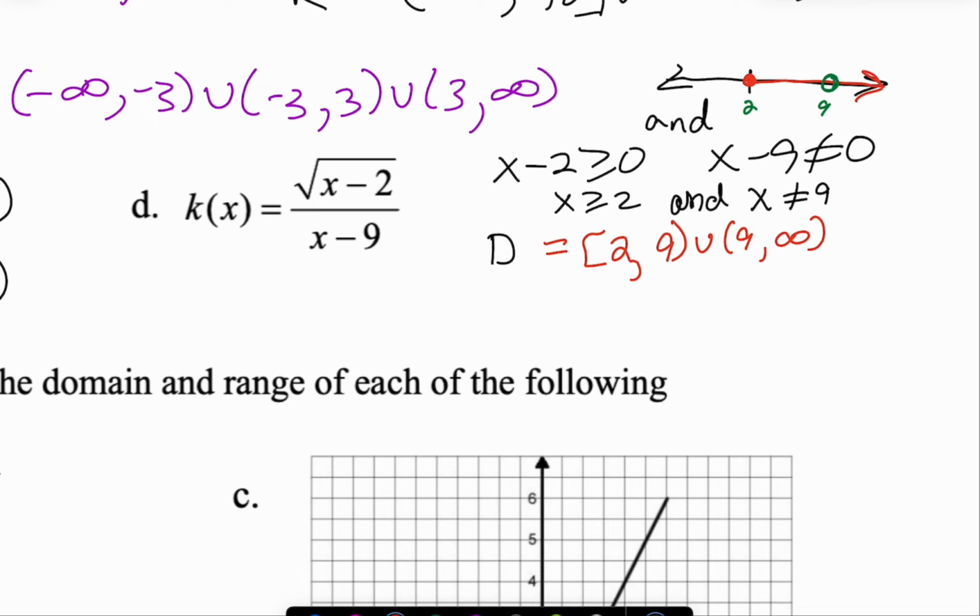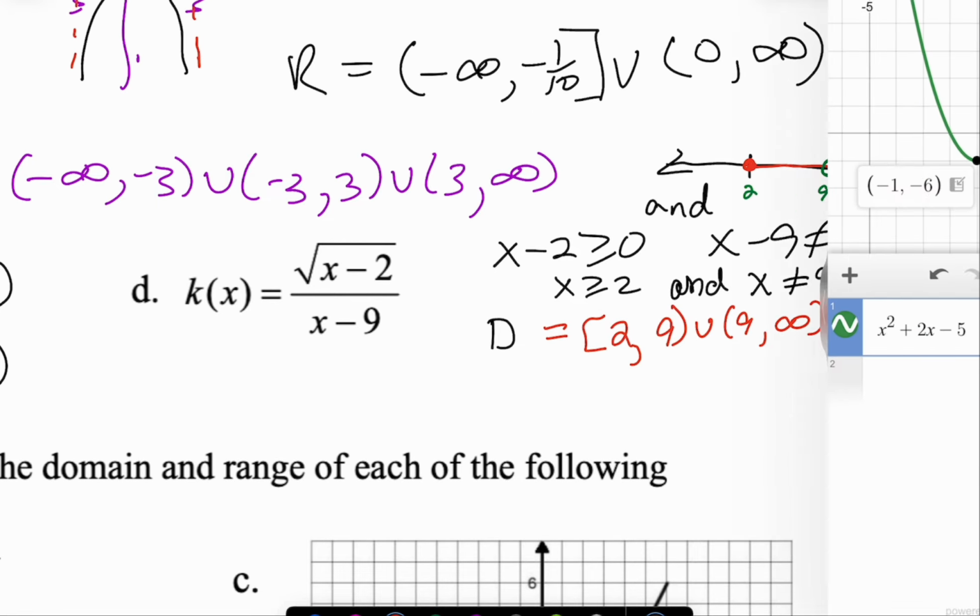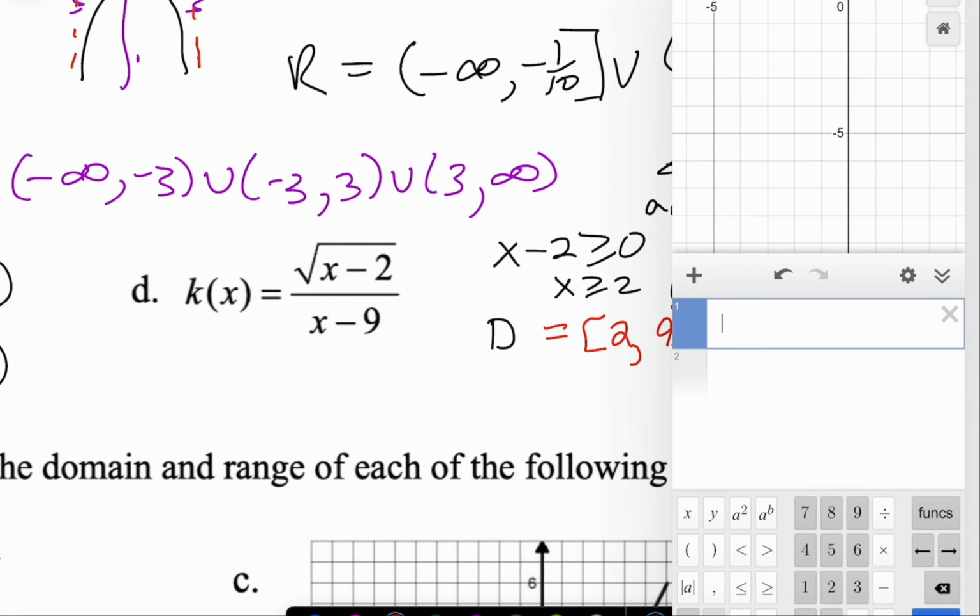It's either going to have a hole at 9, or it might have an asymptote at 9. Some kind of barrier, some kind of spot that's missing. Now, range, we need a picture. So let's go ahead and put this into Desmos.